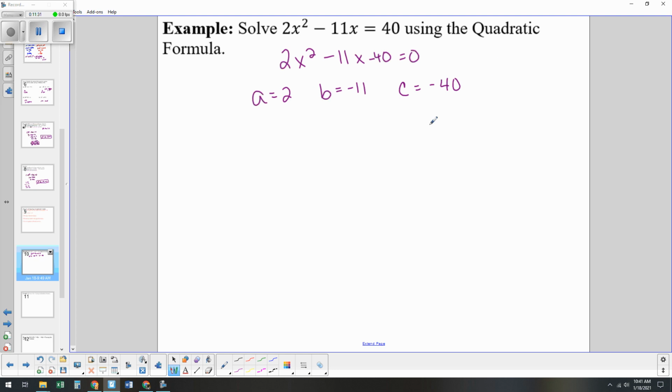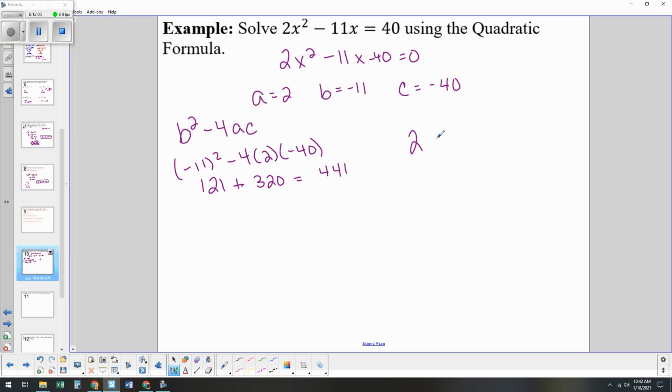So doing a quick b squared minus 4ac, right, the discriminant, that's negative 11 squared minus 4 times 2 times negative 40. So that's 121. I have 2 negatives here, so it's going to be plus. 4 times 2 is 8. 8 times 40 is 320. So I actually have a discriminant of 441. So that tells me I'm definitely going to have 2 real solutions.